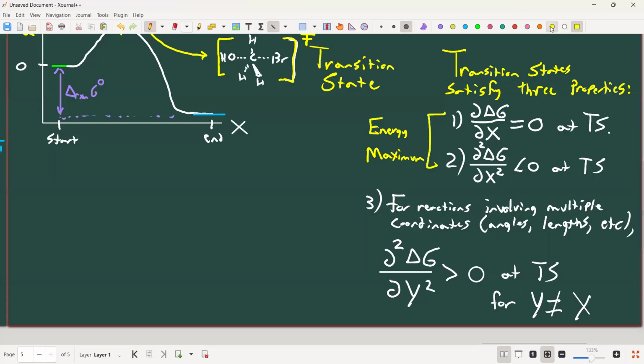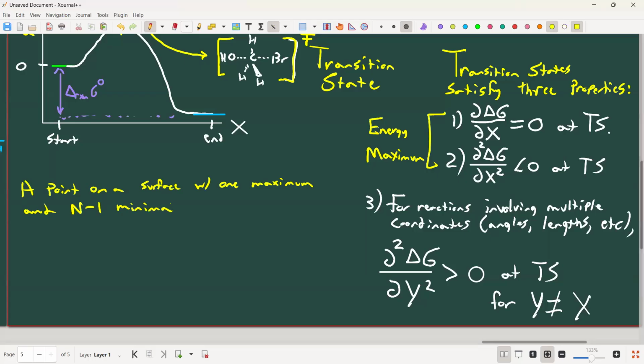Right, so a point on a surface with one maximum and n-1 minima for n dimensions has a special name. It's called a saddle point.